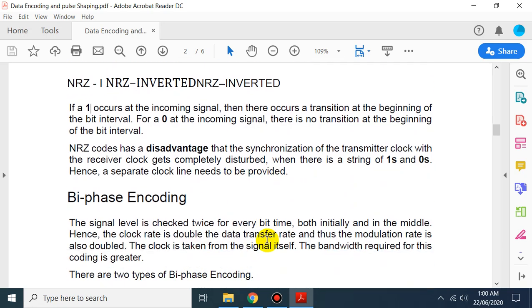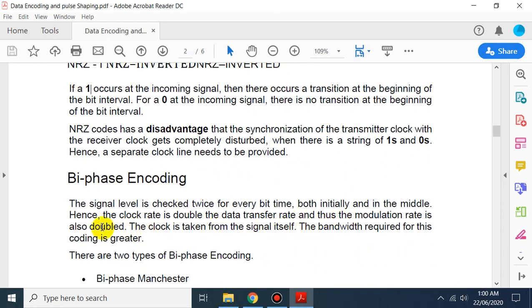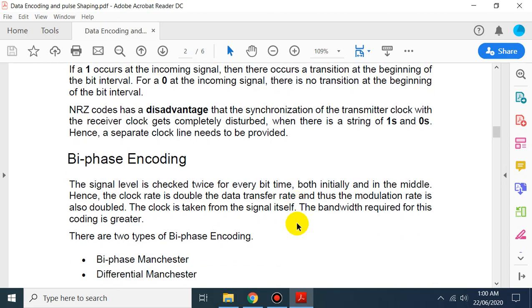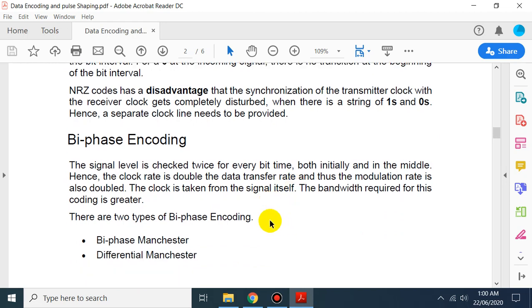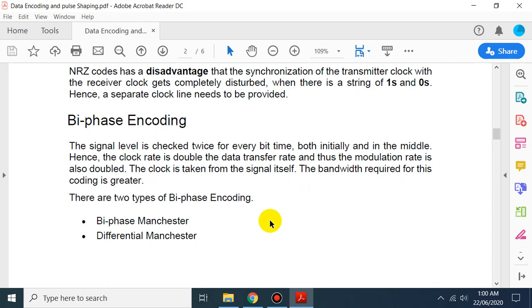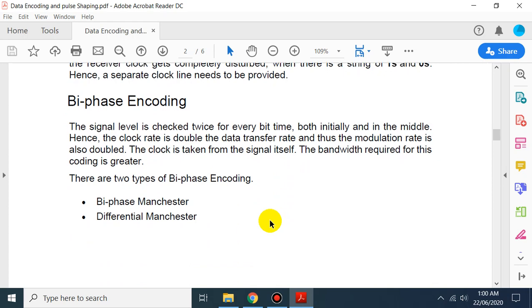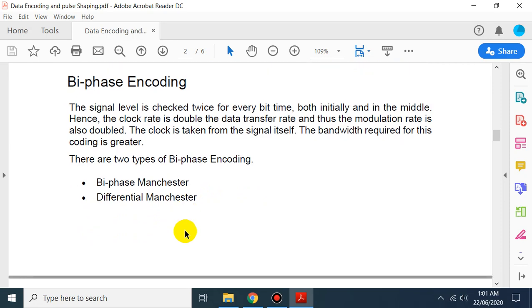Now we're going to move on to another type of encoding, that is called biphase encoding. The signal level is checked twice for every bit time as far as biphase encoding is concerned, both initially and in the middle. Hence the clock rate is double the data transfer rate, and thus the modulation rate is also doubled. The clock is taken from the signal itself. The bandwidth required for this coding is greater. There are two types of biphase encoding. First one is called biphase Manchester encoding, and second one is called differential Manchester coding.